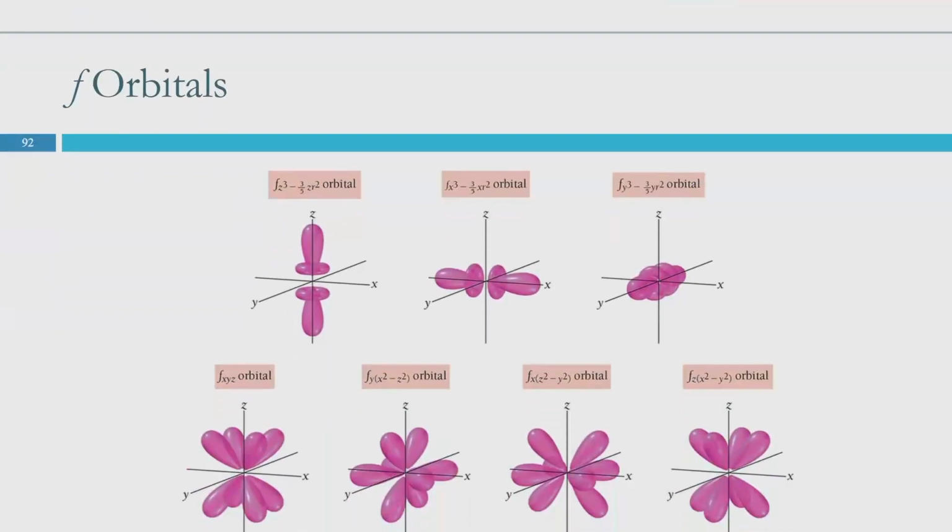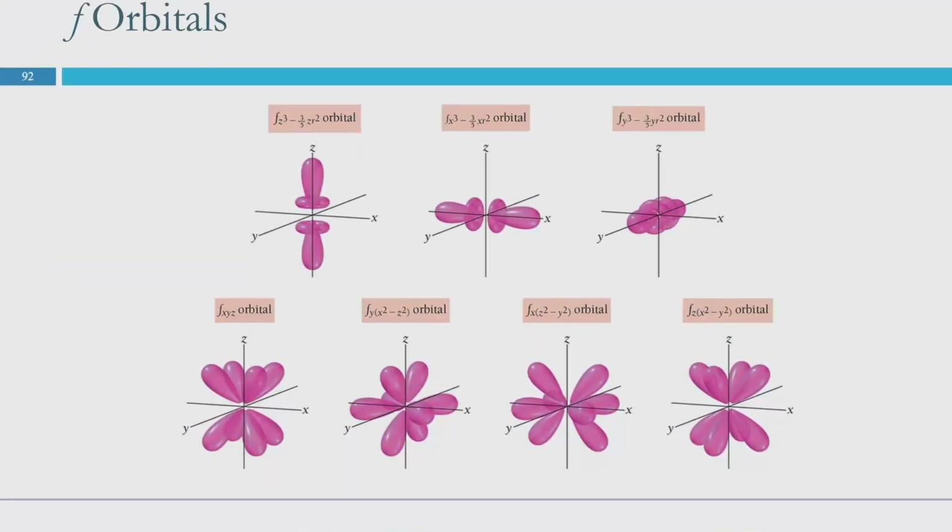Here's what our f orbitals look like. We've got the ones with the double donuts on top, and then we've got our 8-lobed ones down below.